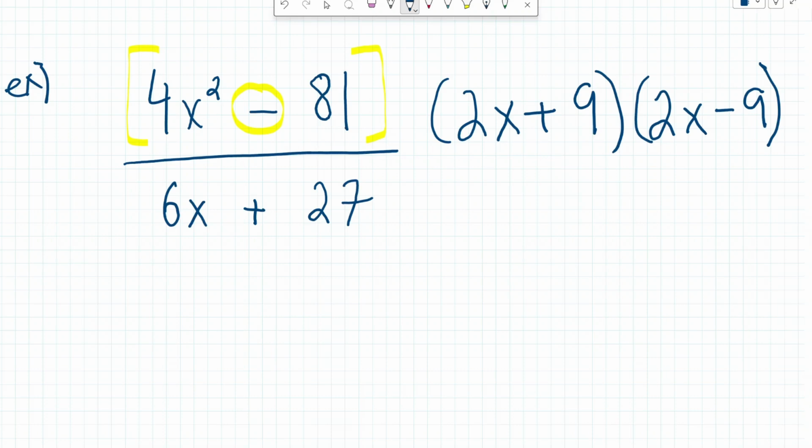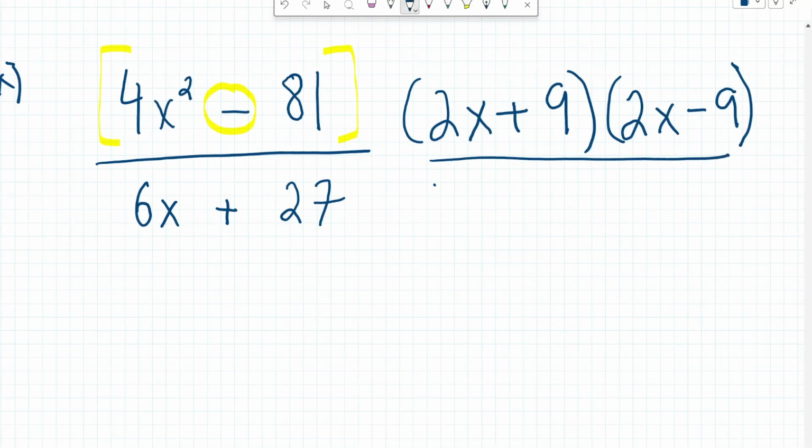What about the denominator? We have 6x plus 27. We can see that 3 is a factor for both of these terms. That means that we can factor out a 3. Let's see what we get if we do that. If we factor out a 3, we are left with 2x plus 9.